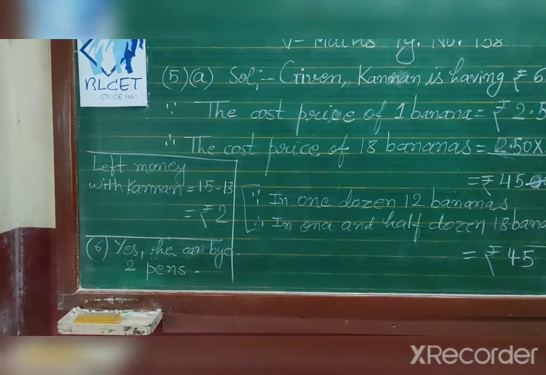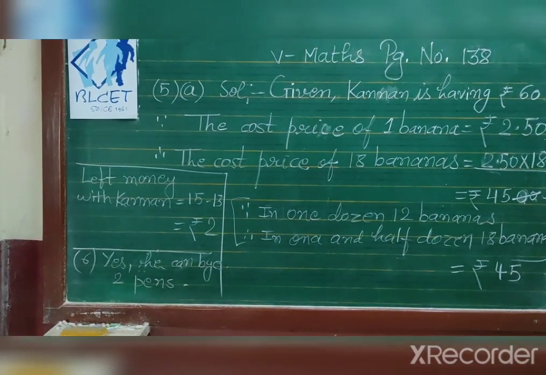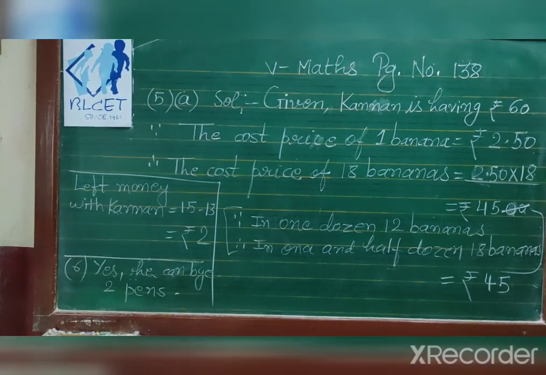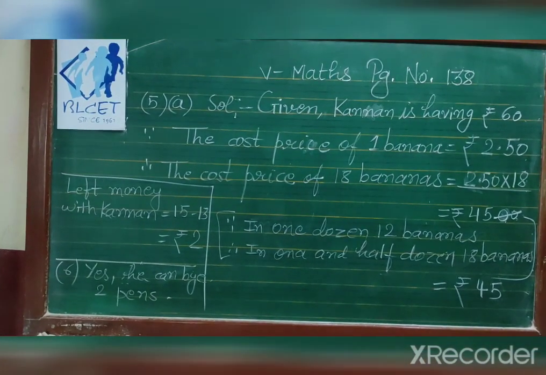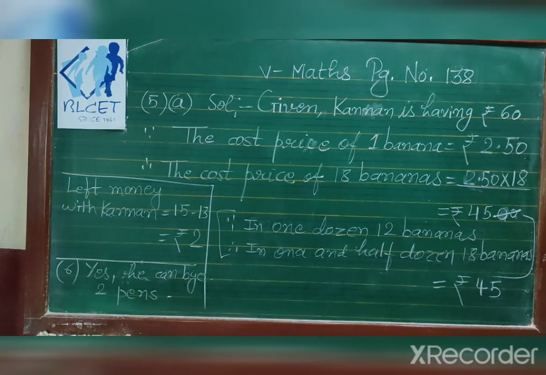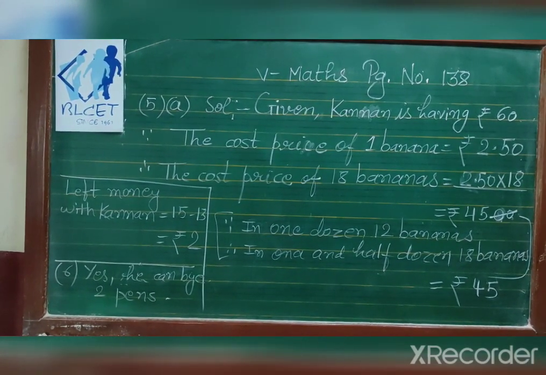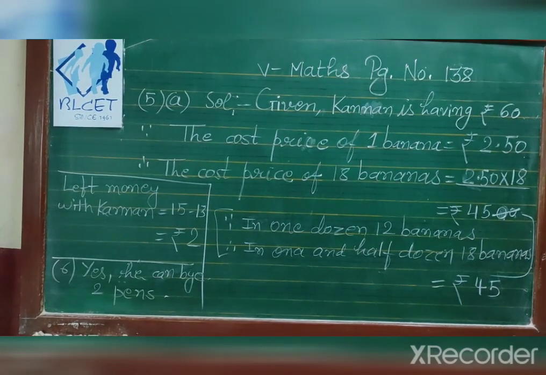The sixth question is, can he buy 2 pens? Yes, he can buy 2 pens because the cost of 2 pens is rupees 13. So easily he can buy, and at the end Kannan is having only 2 rupees in his hand. Okay.